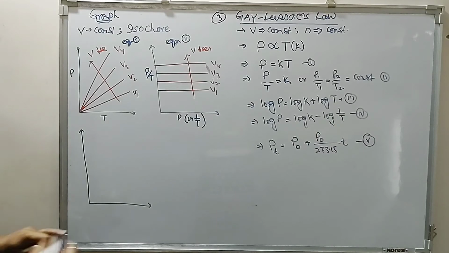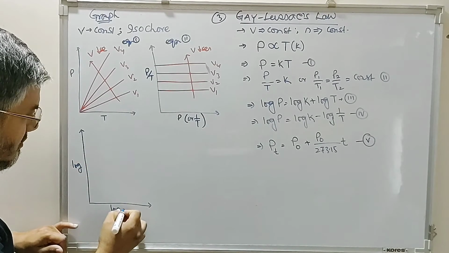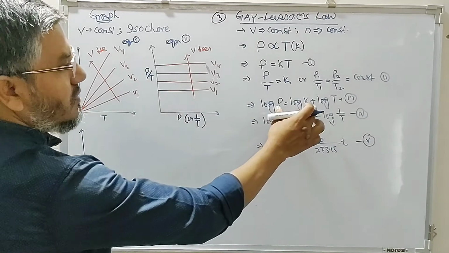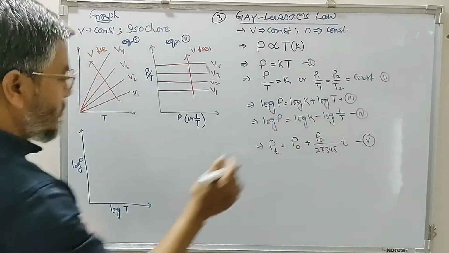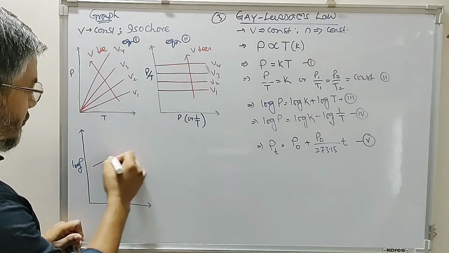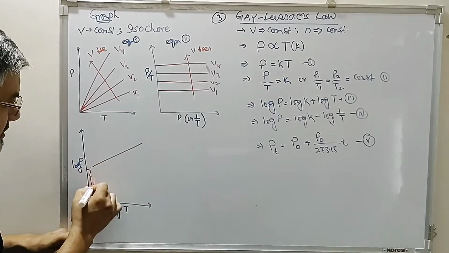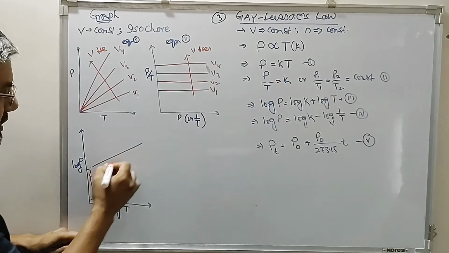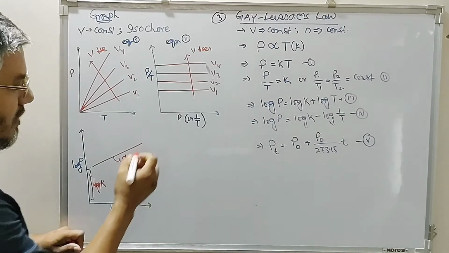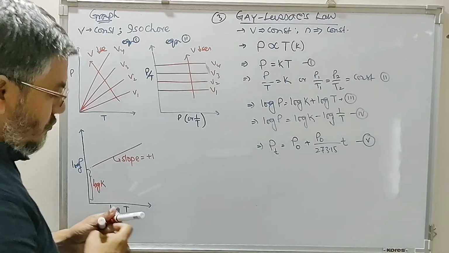Equation 3, log P versus log T. Equation of straight line with slope plus 1. So we have this equation. Positive slope, extrapolation, y-intercept log K, slope plus 1. That is equation 3.